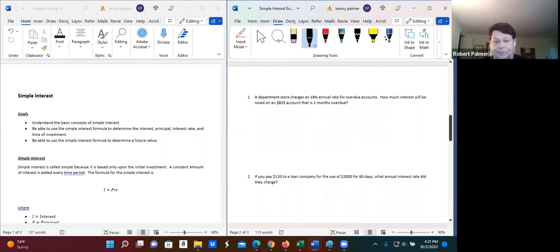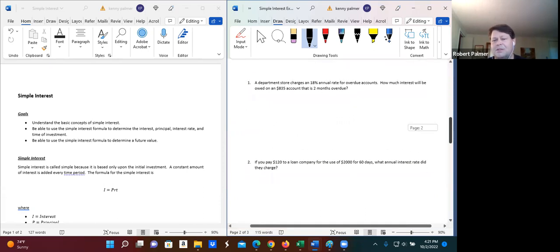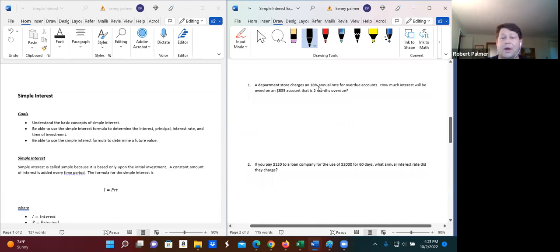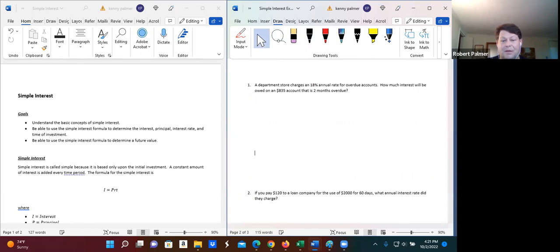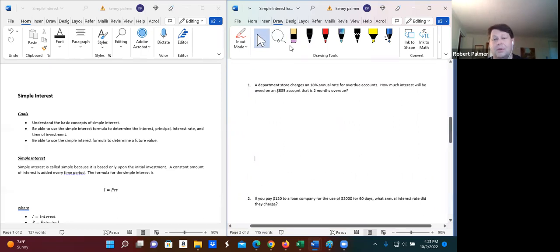to solve these. Okay. This says a department store charges 18% annual rate for overdue accounts. How much interest will be owed on a $835 account that is 2 months overdue? So here, instead of giving us the numbers right away, they're telling us what everything is. We have to figure out what everything is first. We can do that. So let's take a look.